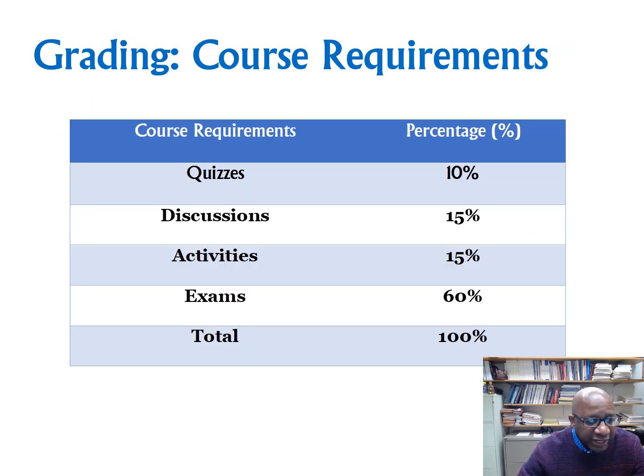In terms of your grading and the course requirements, this particular slide outlines what will be involved. There are quizzes, discussions, activities such as homework, and then exams. As you can see, the exams account for the bulk of your grade, being 60% of the total. Then the quizzes are 10%, discussion 15%, and then, like I said, activities like homework and in-class interactive assignments would be 15% of your grade.